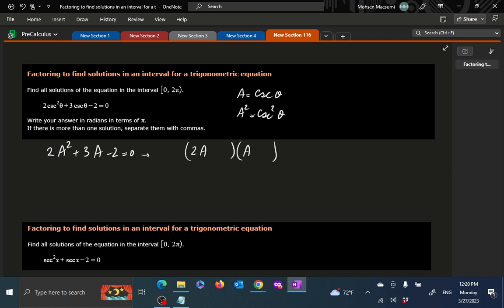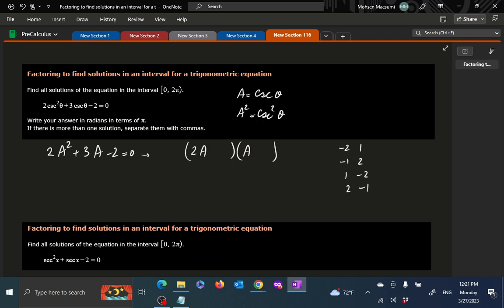For minus 2, I can do minus 2 and 1. I can do minus 1 and 2. I can do 1 and minus 2. I can do, of course, 2 and minus 1. Four possibilities for factoring this minus 2. Which one of them is going to give me 3a?